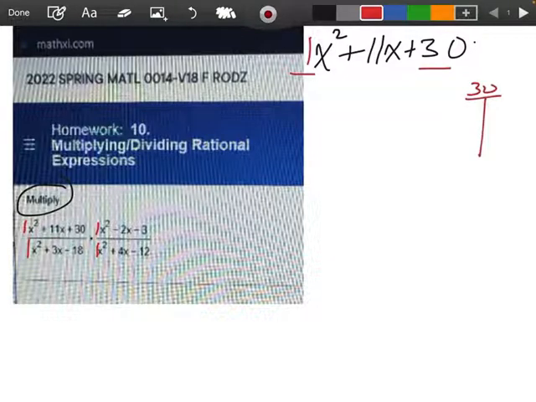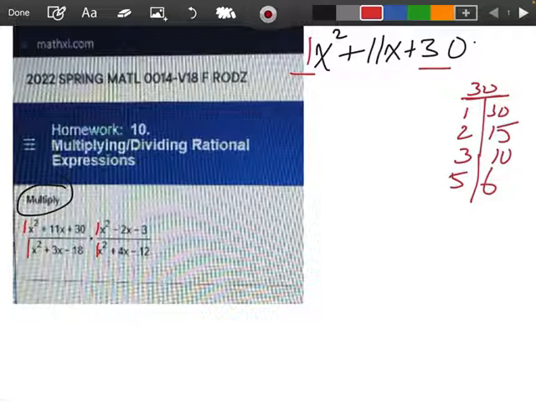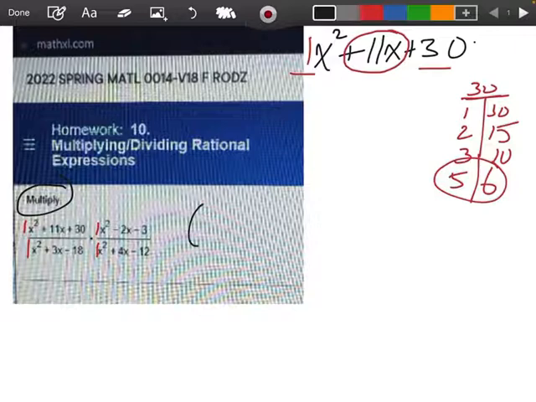And then I'm going to make a list. I call it the T because it looks like a big T right here, right? So all the numbers that I know multiply to 30: 1 and 30, 2 and 15, 3 and 10, 5 and 6. And then I want to find the pair of these numbers that multiply to 30, but they need to add up to the middle number, which in this case is 11. So the numbers that multiply to 30 and add up to 11 are 5 and 6. Okay, so we're going to write the first part as x plus 5 and x plus 6. So this one is right there.